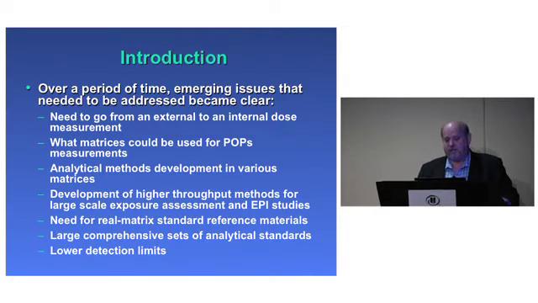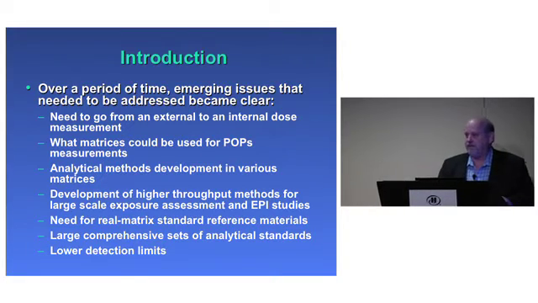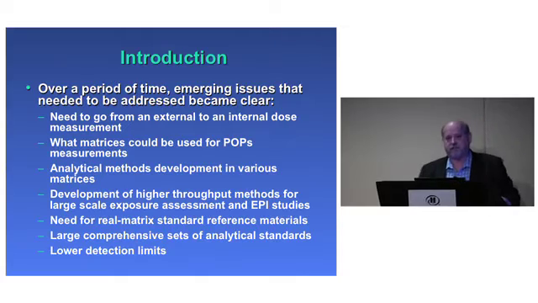What matrices could be used for POPs? Now there's all types of matrices that we use. Back then it was usually adipose tissue. Analytical method development for all the various matrices over the decades. Development of higher throughput methods for large-scale exposure assessment. And for as far as CDC is concerned, this was instrumental in us being able to do large-scale epidemiologic studies because they're highly automated methods now.